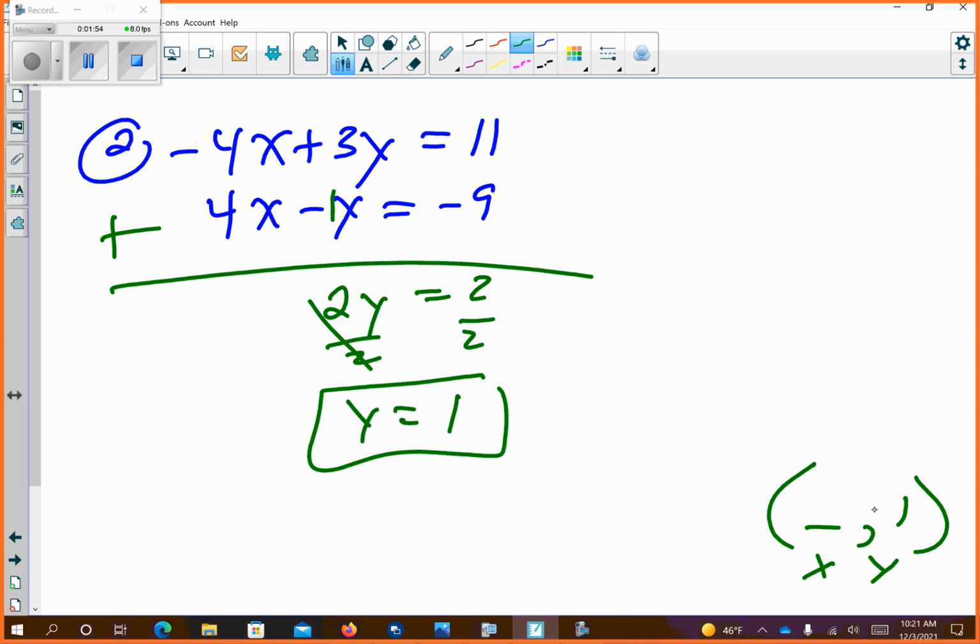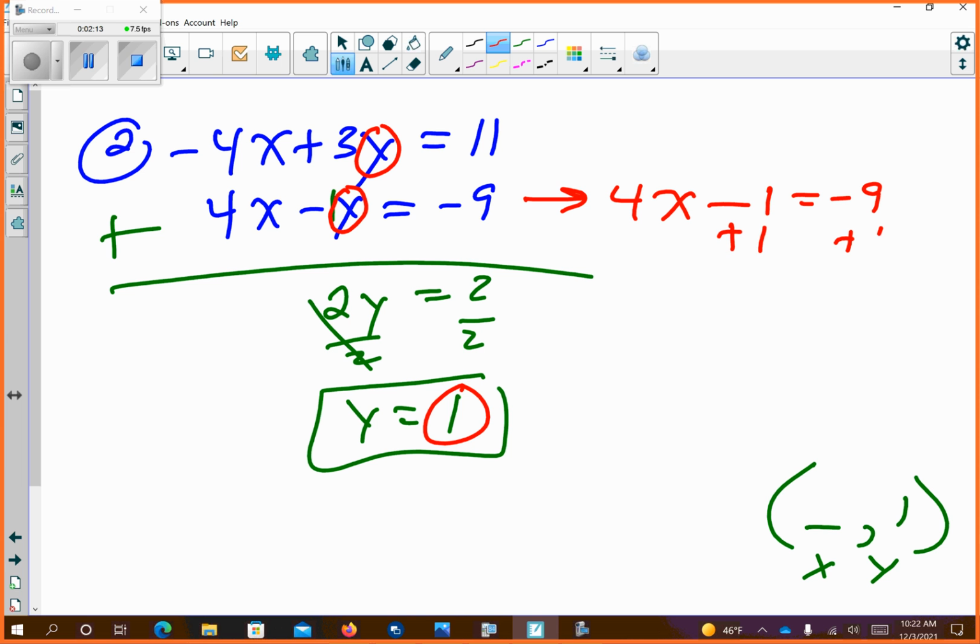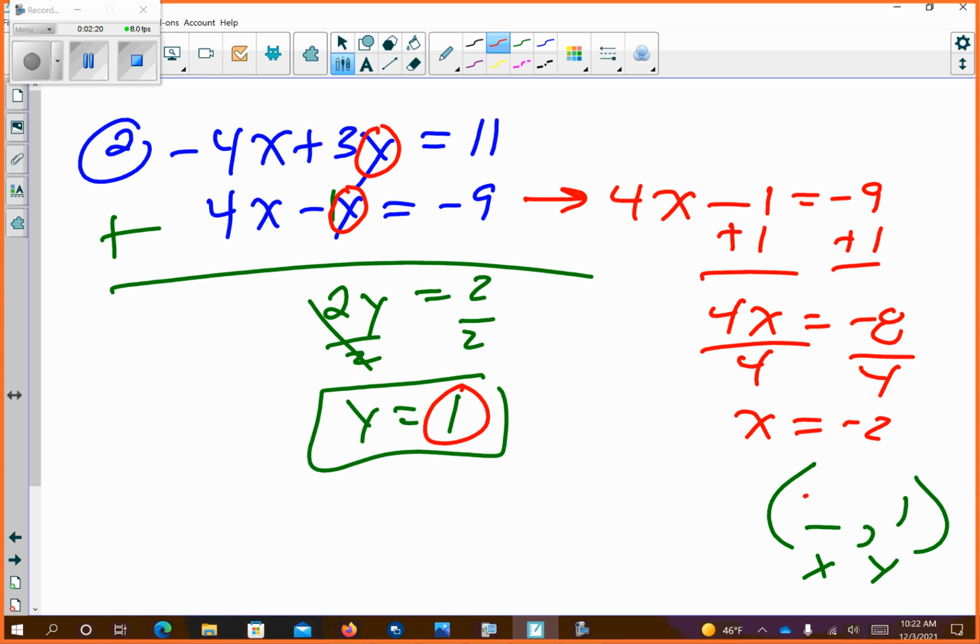I need to figure out the x value. So what should I do with this 1? Plug it in. So replace here or here. I don't know. Which one you want? Top or bottom? Bottom? Okay. So if you do the bottom, make sure you recognize there was a minus sign there originally, right? So you get that. Add 1 to both sides. Divide by 4. X equals negative 2. There's our answer. Everyone still jumping for joy?